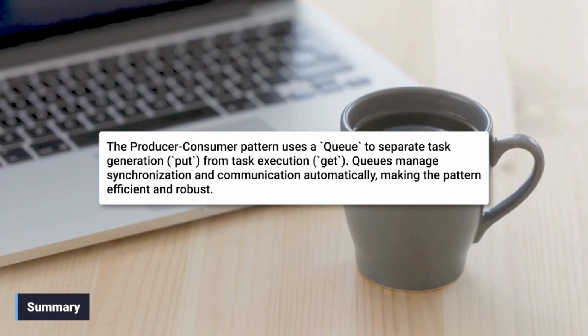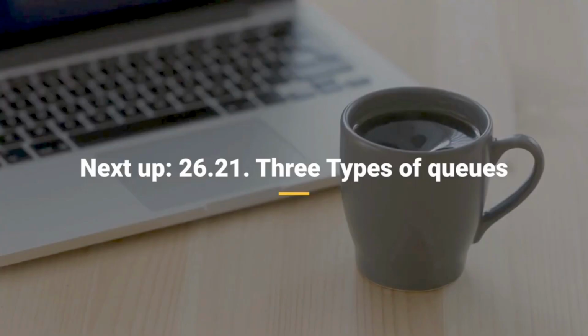To summarize, the queue is the primary tool for clean data exchange between threads. Our next lecture, 26.21, 3 types of queues. See you there.